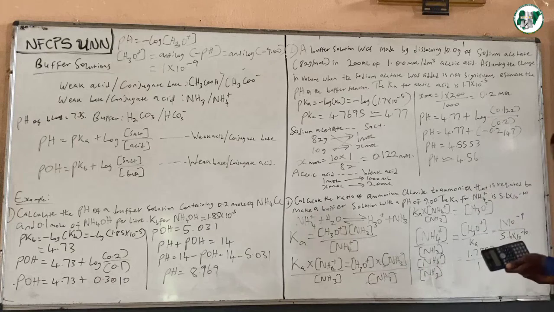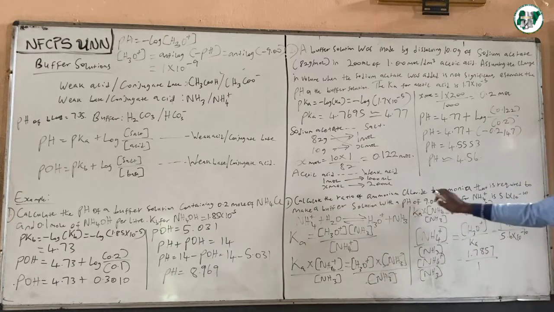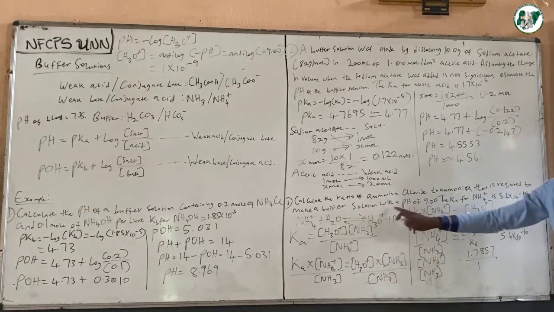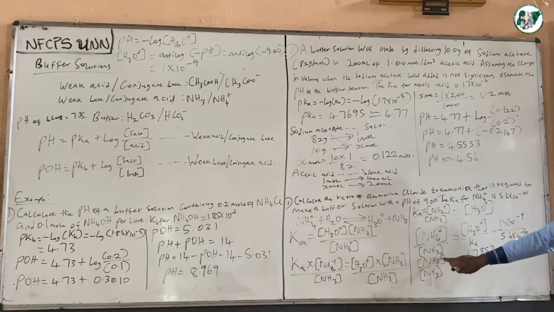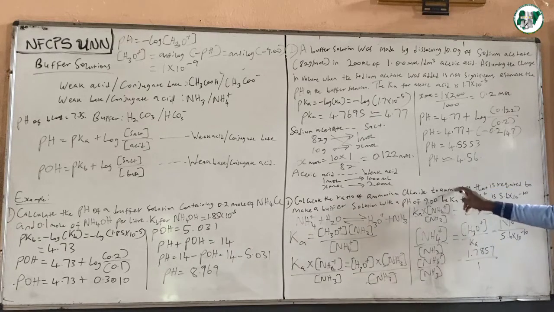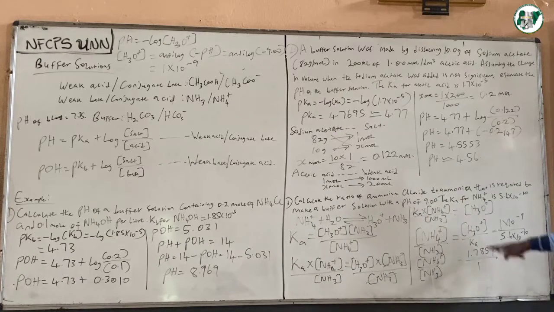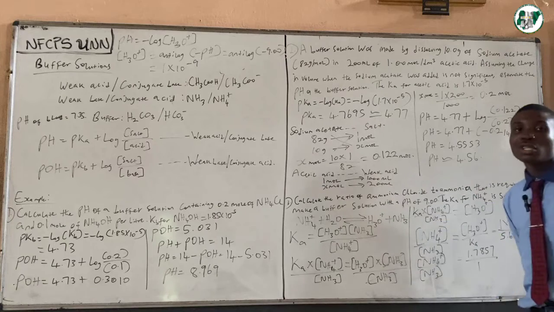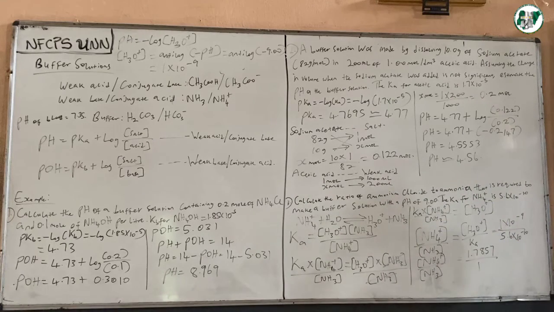And the question says, calculate the ratio of ammonium chloride to ammonia that is required to make a buffer solution with a pH of 9.00. This is ammonium chloride, the representation here, and this is the ammonia. This ratio is equal to this ratio. So what it simply means is that 1.7857 amount of ammonium chloride will be necessary to react with 1 of ammonia to form a buffer solution that has a pH of 9.00. If you are thinking in terms of amount, you can say this is 1.7857 mole per dm cube divided by 1 mole per dm cube of ammonia. So this is how you calculate the ratio of ammonium chloride to ammonia.